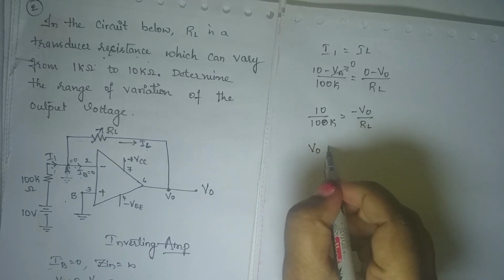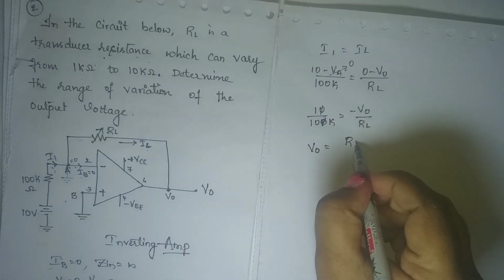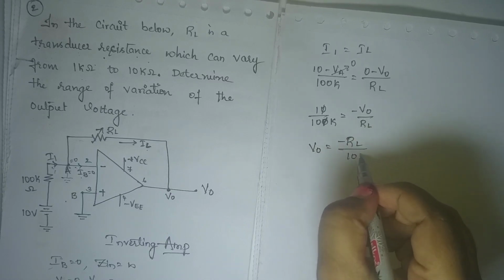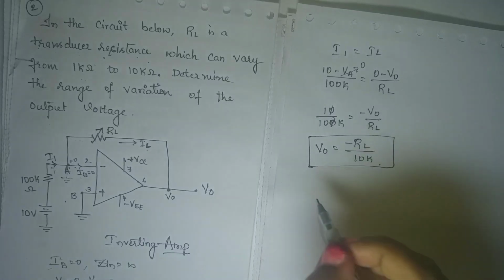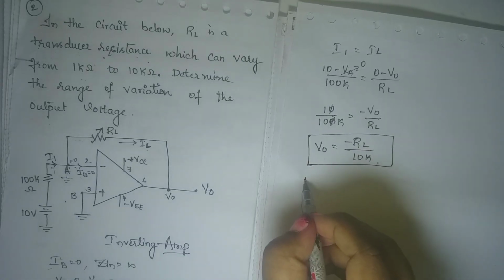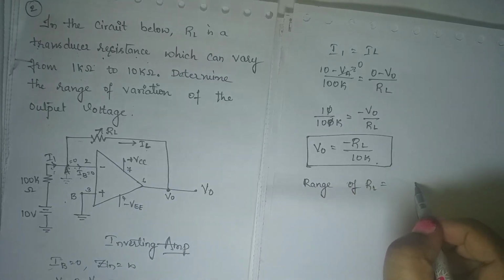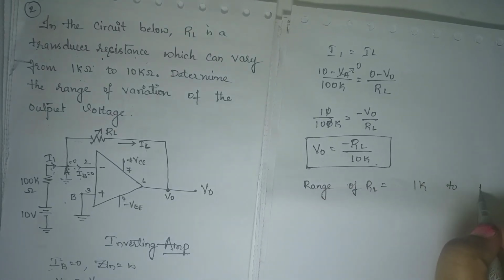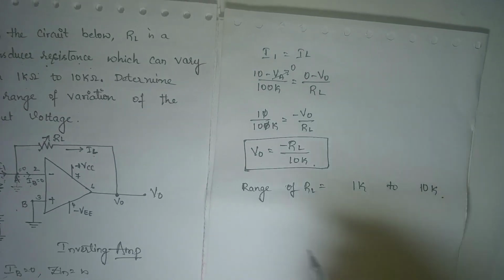I'll write the expression for V0. V0 is equal to minus RL divided by 10K. So the range of RL is 1K to 10K, right? It is 1K to 10K.